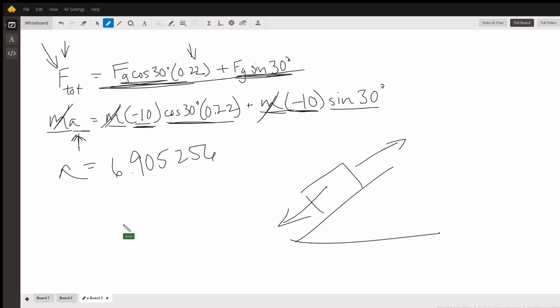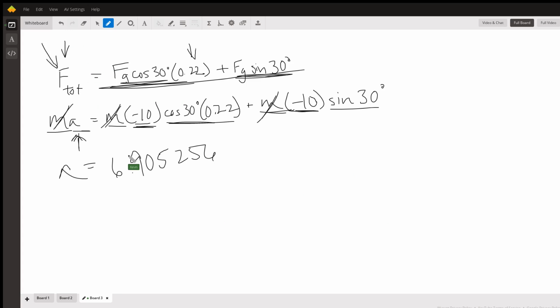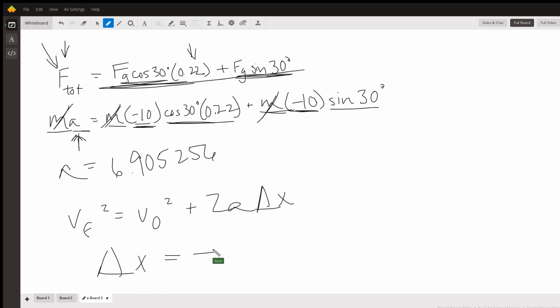Okay. Now the last thing that we need to do is take this acceleration and use a linear equation of linear motion to find how far the sled has gone up the incline. The linear equation we're going to use is this one. The final velocity squared is equal to the initial velocity squared plus 2 times acceleration times delta x. If you want to solve for delta x, you can. You'll eventually get to this. Okay? Now we're just going to plug in everything that we have.